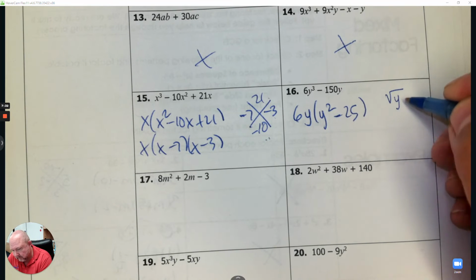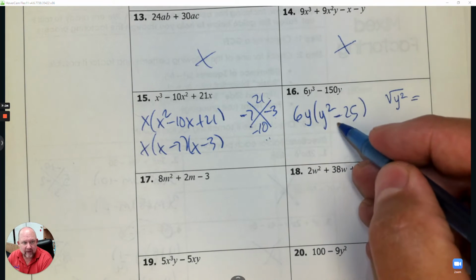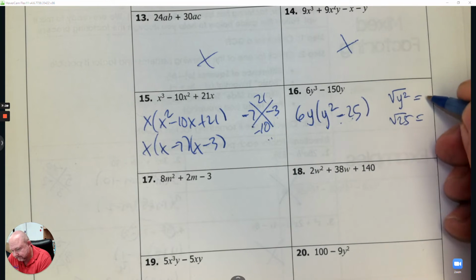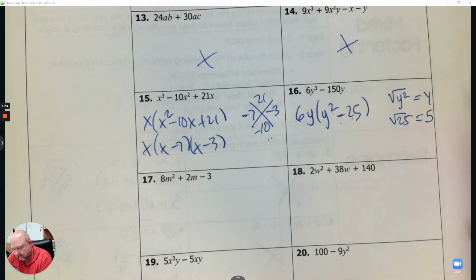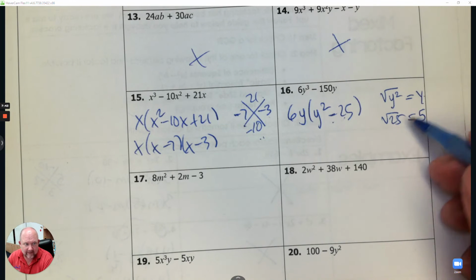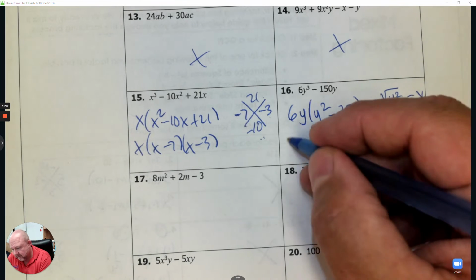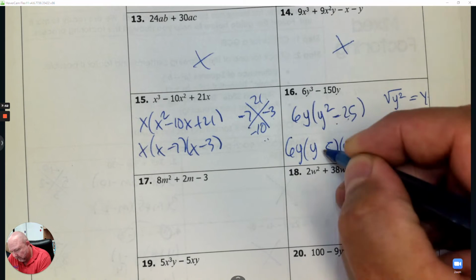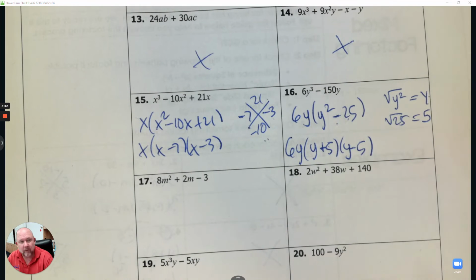Now, what's left over is called a difference of squares. You square root y squared. It's a subtracting binomial, so we take the square root and square root. The square root of y squared is y. Square root of 25: what number times itself is 25? It's 5. So the answer is I use y and 5 twice. One's adding and one's subtracting.